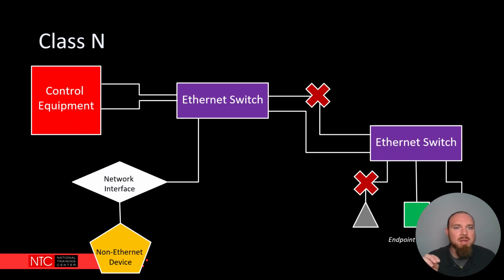With our Class N pathways, we have our control equipment, redundant path going to the switch. From there, everything is going to be going off of what is the Ethernet network and how that is set up. But we do have to have that redundant pathway.